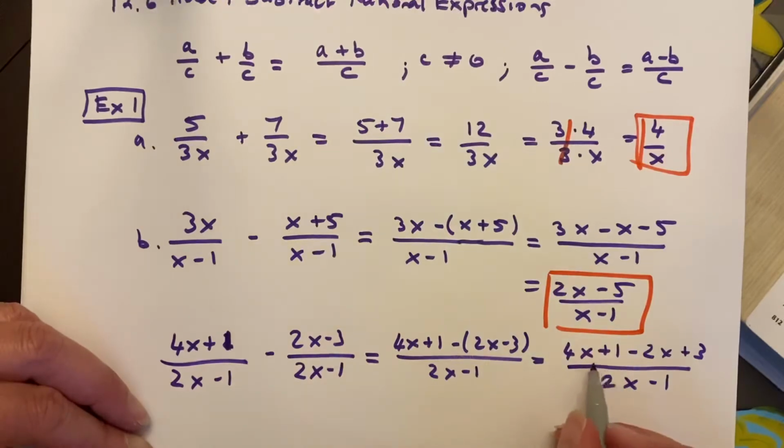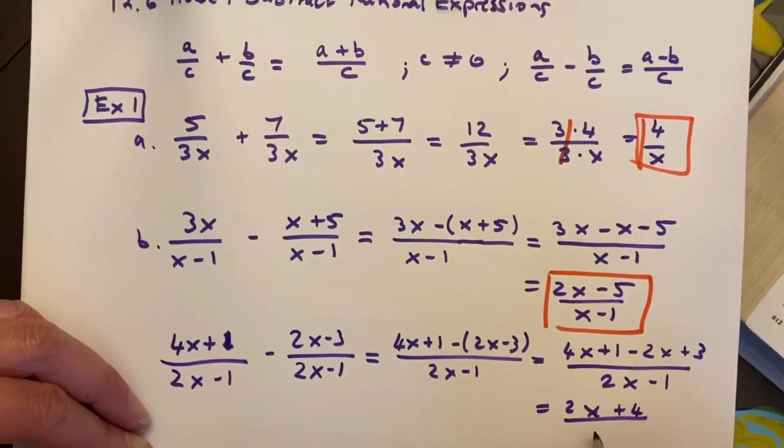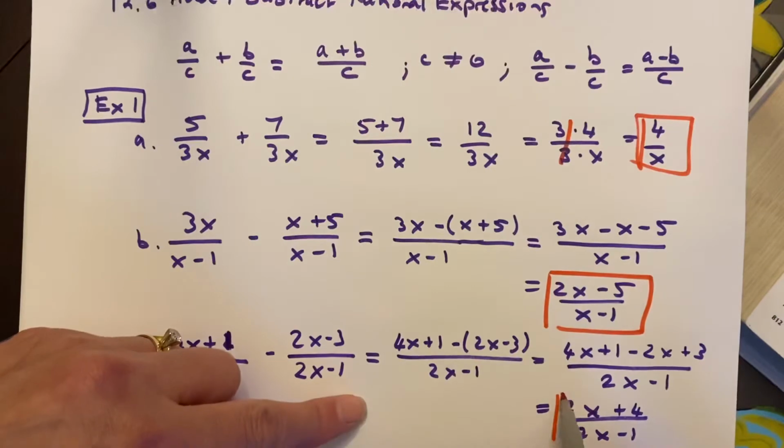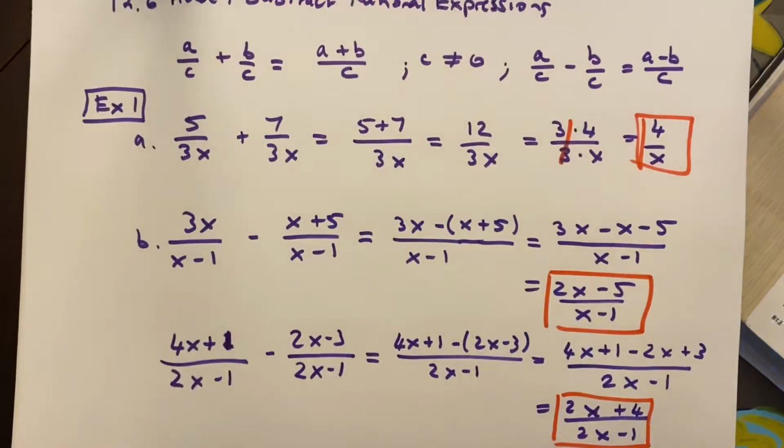I'm going to simplify: a 4x and a negative 2x gives me a positive 2x, and a positive 1 and a positive 3 gives me a positive 4. So 2x plus 4 over 2x minus 1. And just in case you wanted to know, this was guided practice number 2.